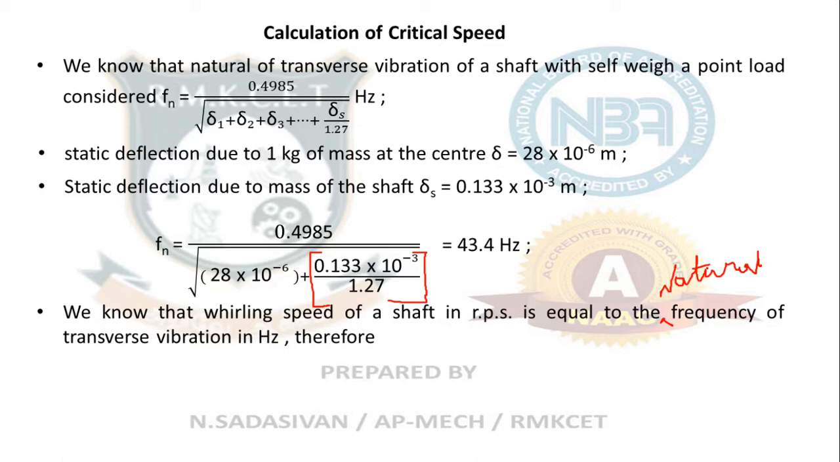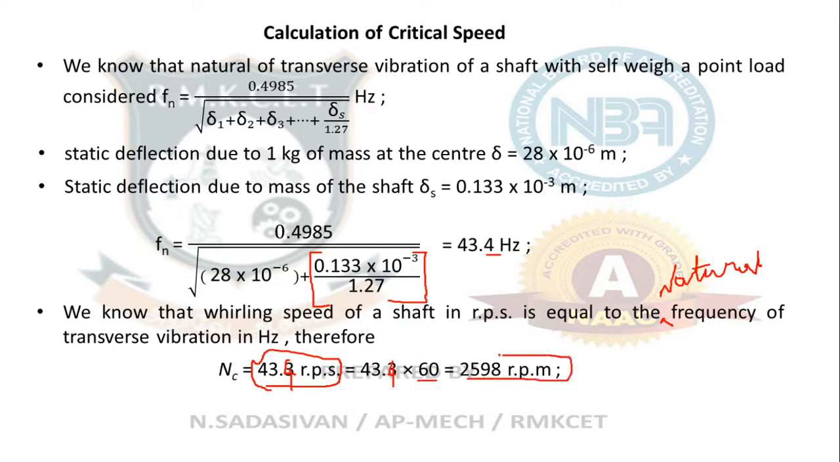That is 43.4. Now this natural frequency is NC, the critical speed of the shaft. The shaft will break if you rotate it at 43.4 revolutions per second. It is written as 43.4 here. 43.4 revolutions per second into 60 will give 2598 RPM. So I am converting revolutions per second to revolutions per minute by multiplying by 60. So that is your critical speed of the shaft. If you rotate the shaft at exactly 2598, your frequency will match the natural frequency of the shaft.